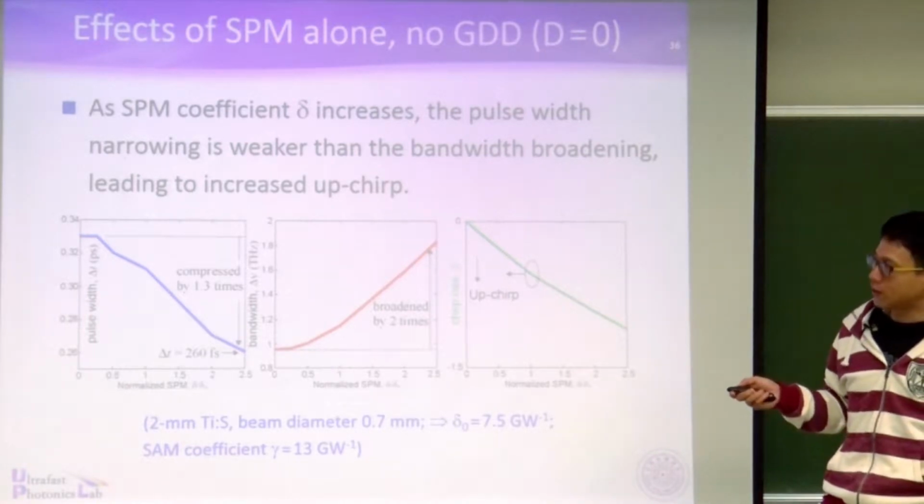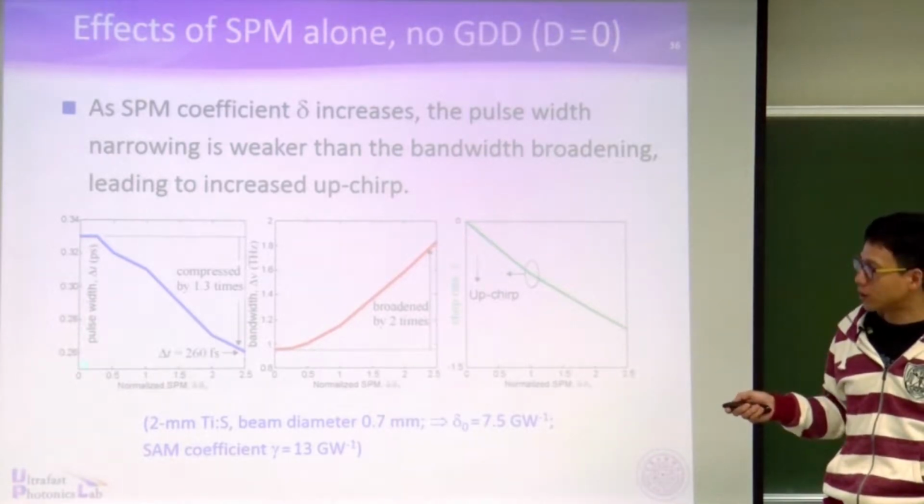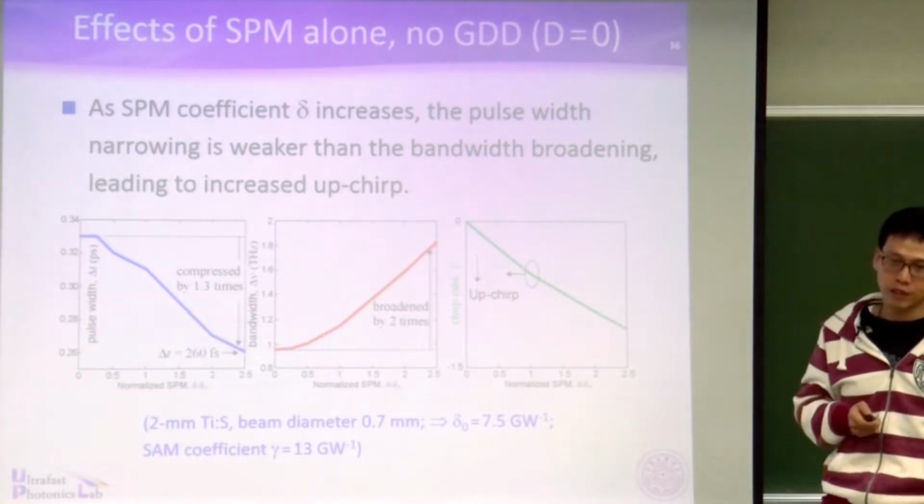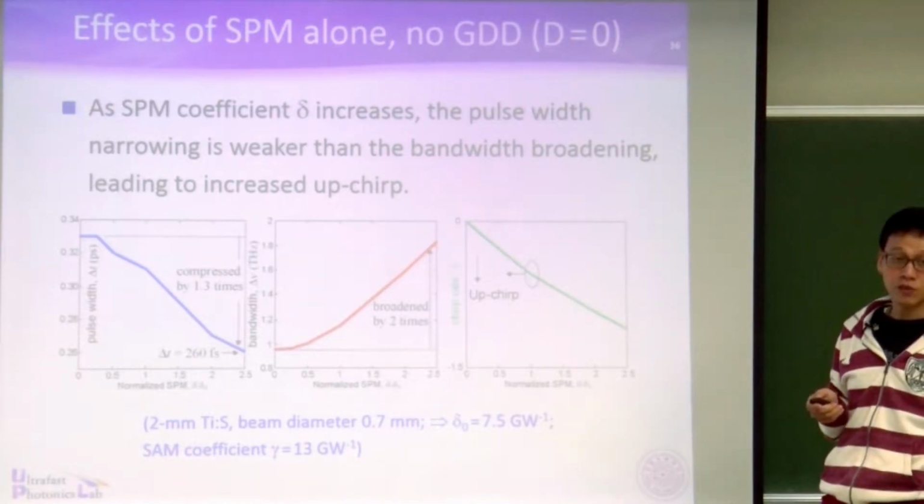Vertical axes are the same as before. The first one is about pulse width. Second one is about bandwidth. Third one is about chirp rate. Okay, so what have you seen?